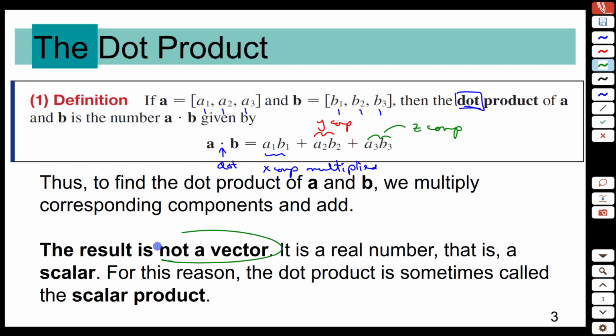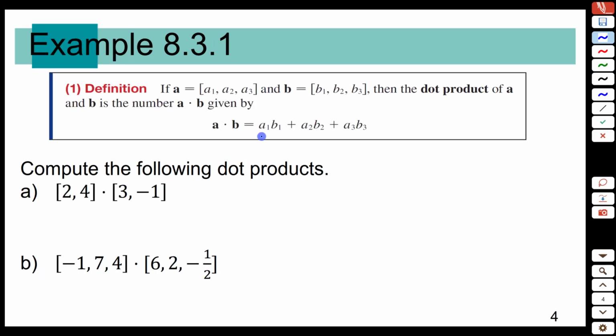Notice that the result is not a vector. It is a real number or a scalar value. By the time we're done here, there's no square brackets, there's no commas. This equals some real value. Single real value. For that reason, the dot product is sometimes called the scalar product. From the definition, and with a little practice, it becomes straightforward to do this kind of multiplication.